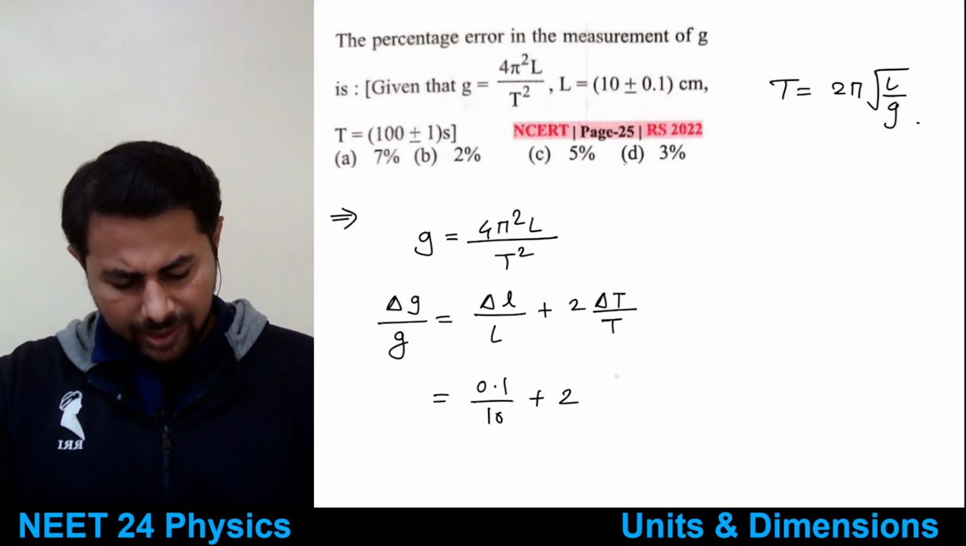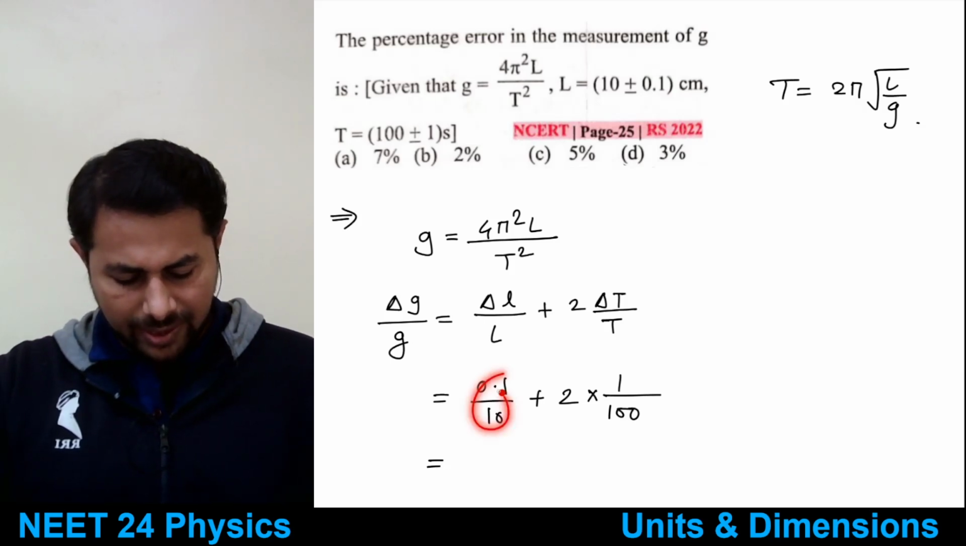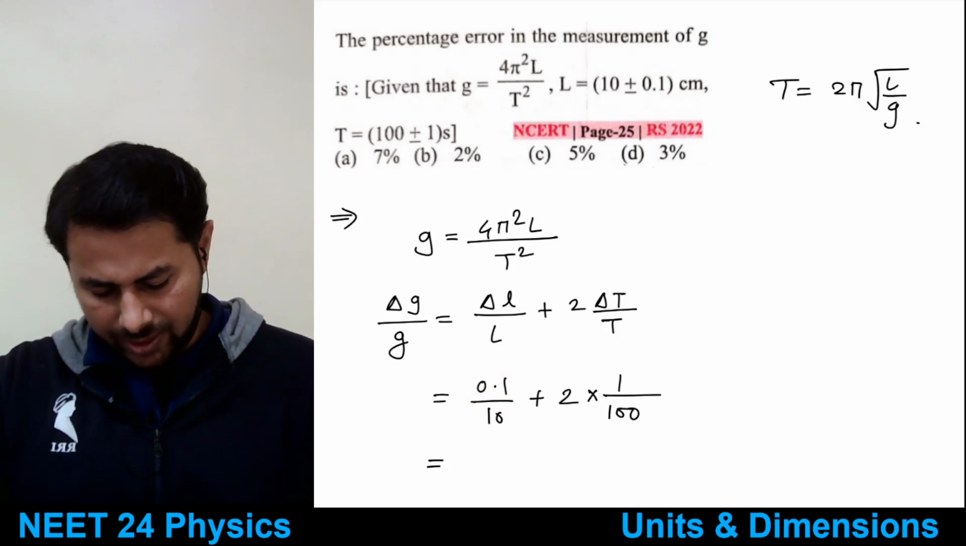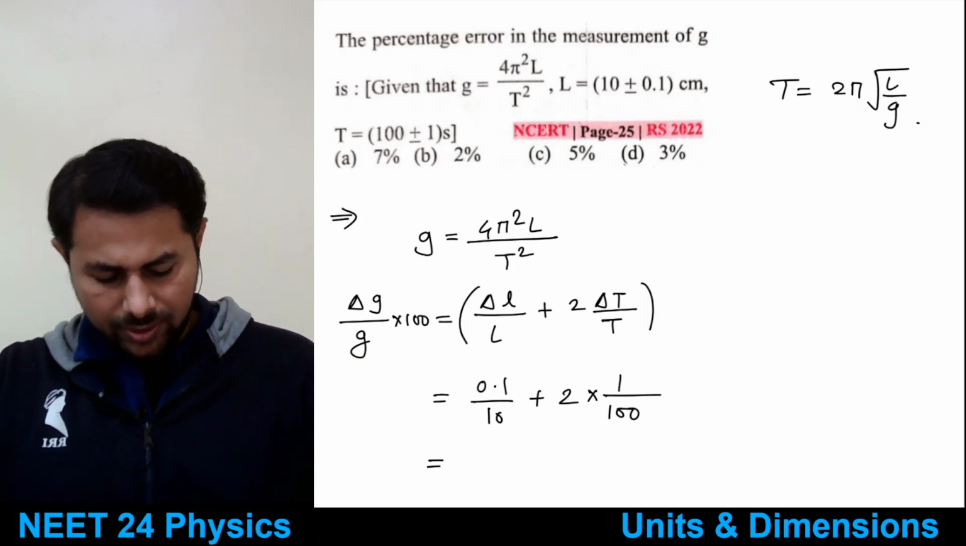So that is 1 by 100. That is, 0.1 by 10 means 0.01. But you want percentage error, no? So this thing multiplied by 100.